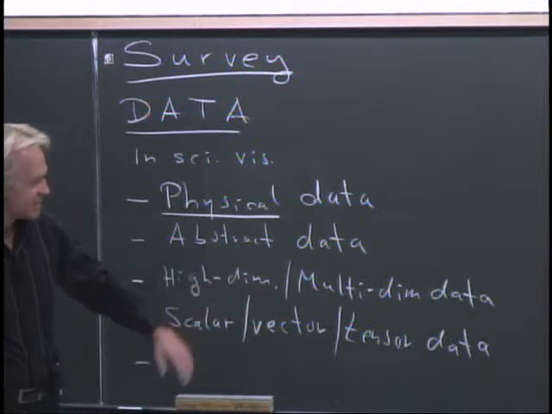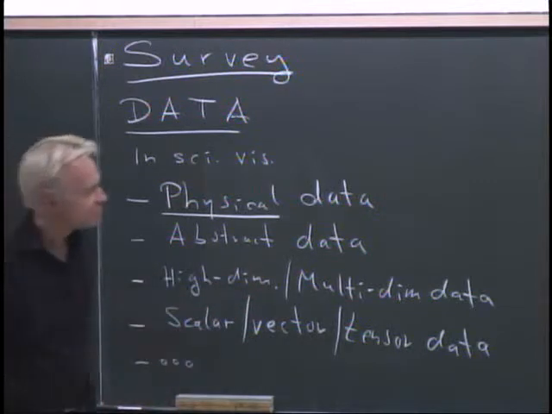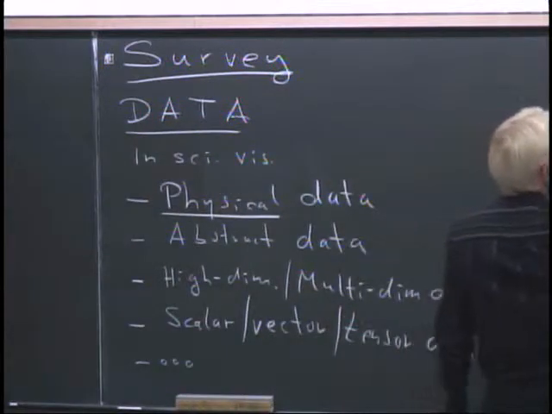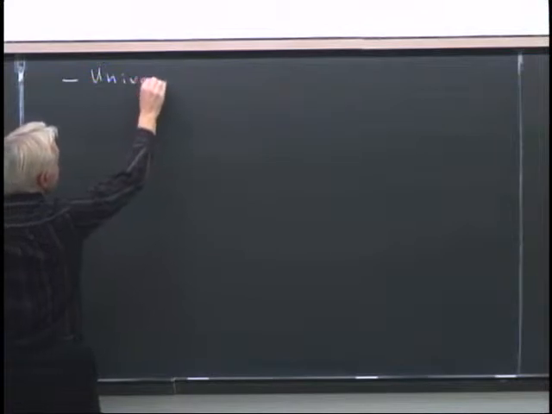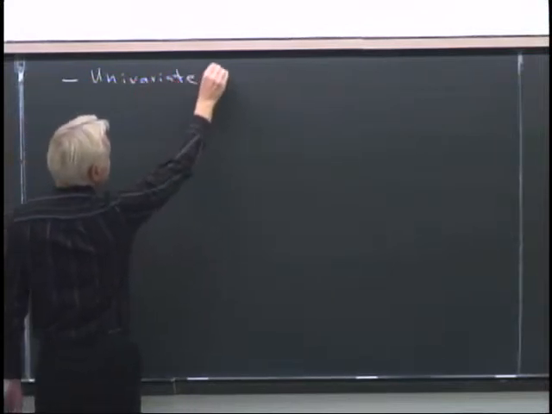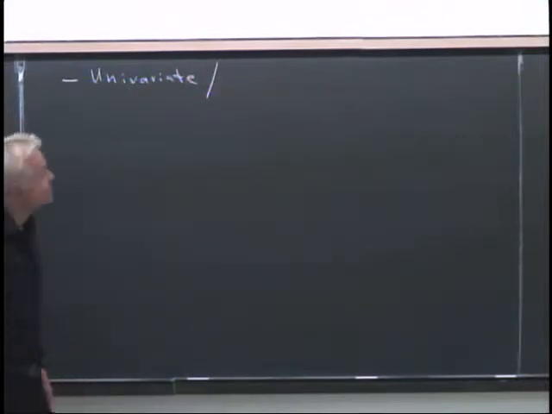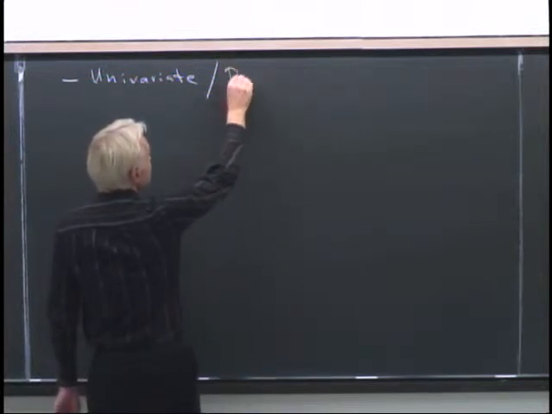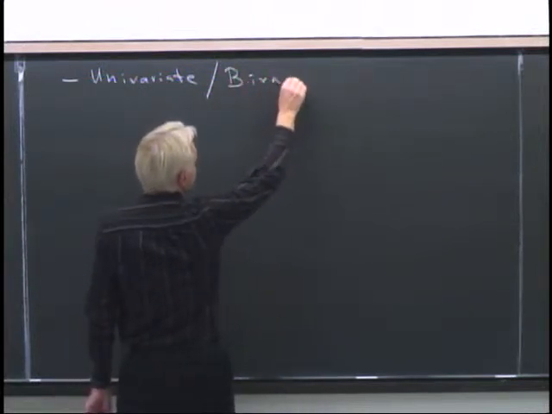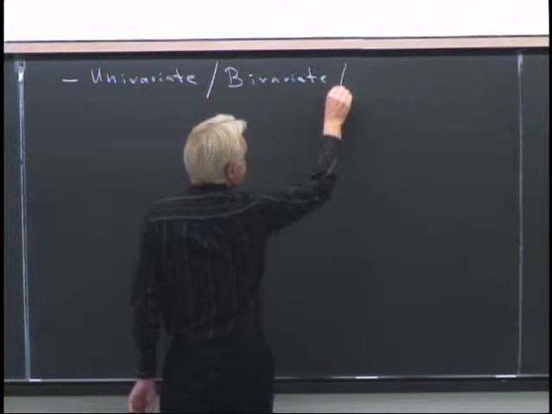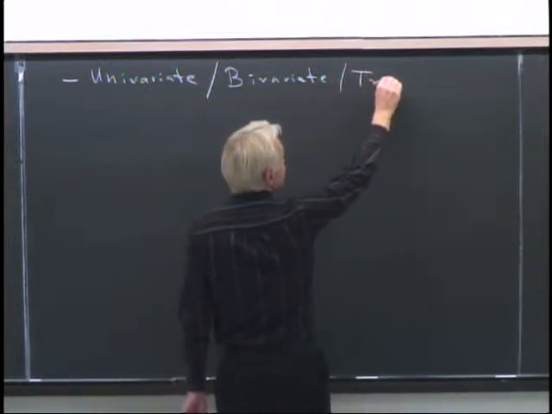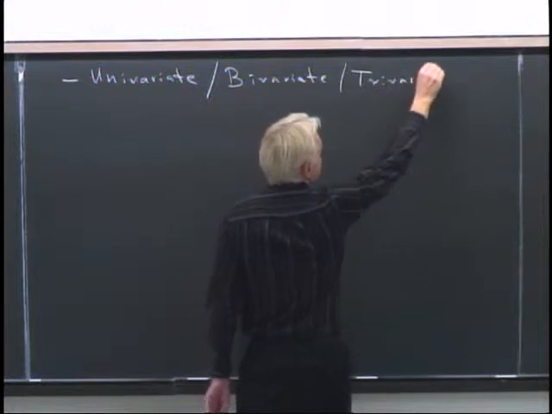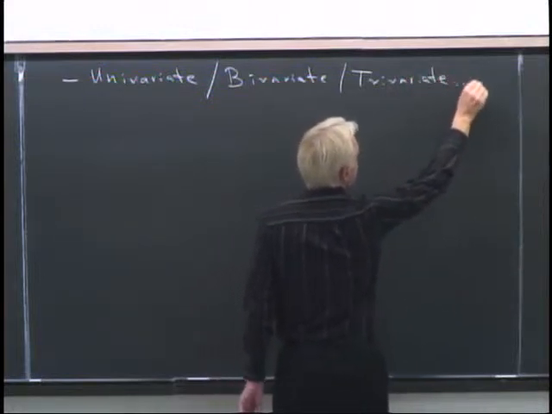Scalar field, vector field, tensor data. Then you have these other kinds of categories. You have univariate data. Univariate, if there's univariate, there's also bivariate, right? There's bivariate. There's then also trivariate, and then generally multivariate data, right? Trivariate data.